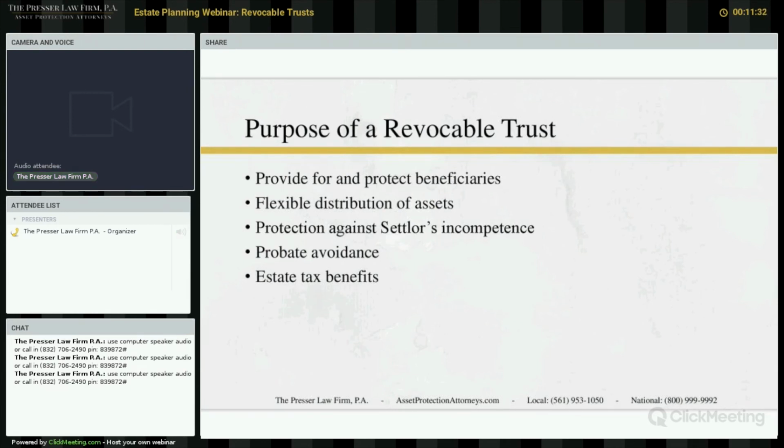With a revocable trust, you can have the flexibility to distribute the assets under certain circumstances, or leave the trustee with control. We'll talk about that when we talk about discretionary distributions. Leave the trustee in control as to how those assets are distributed.